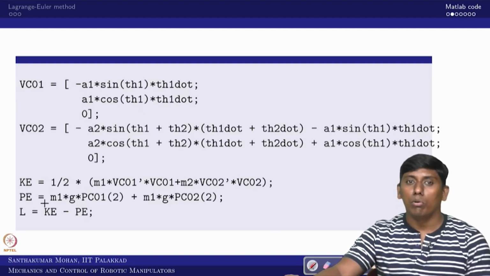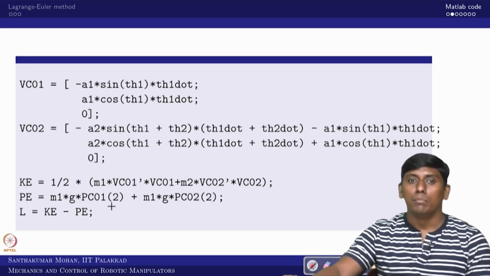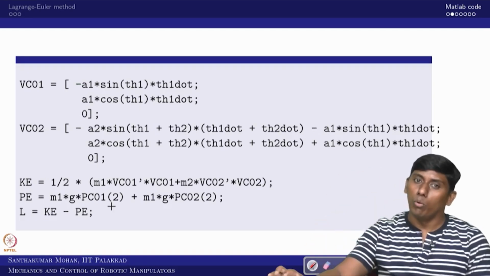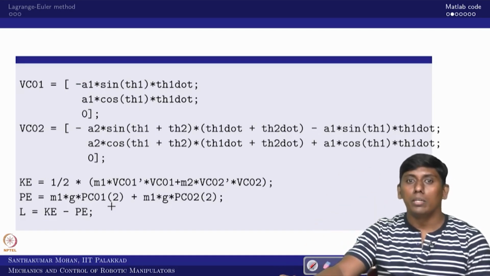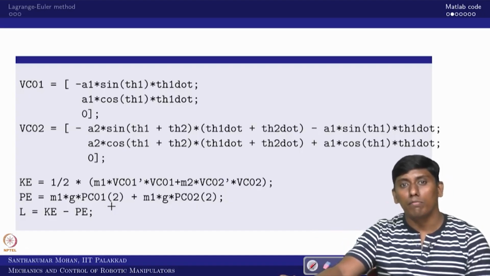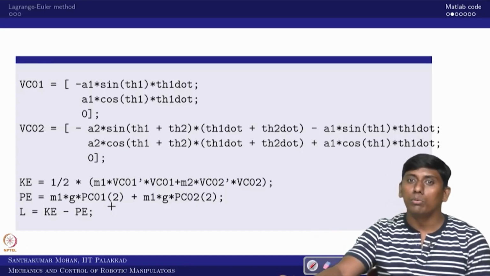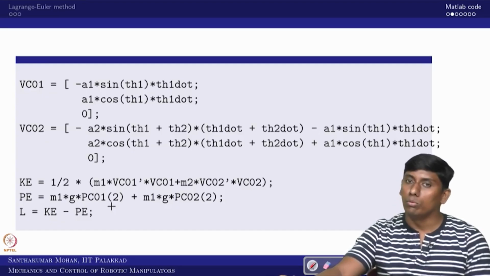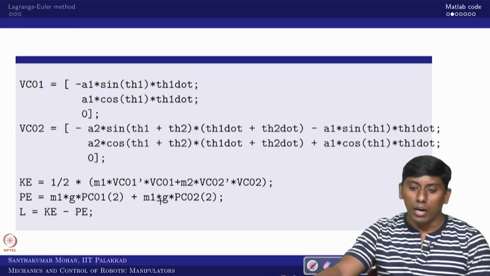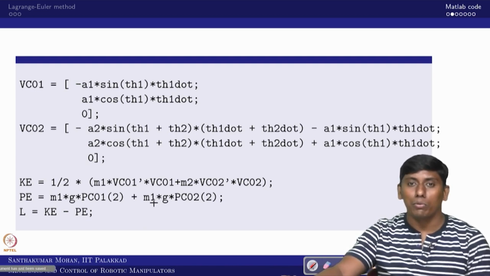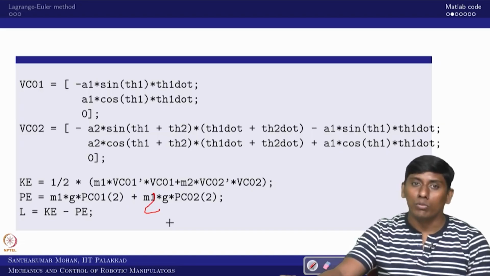Similarly, for the potential energy, we need to write y1, because it is vertically down. So y1 is PC01 of 2, and y2 is PC02 of 2. I think there is a typo here, this should be m2. I will correct it in the Matlab code, and in the handout also. So please correct that, this is actually m2.